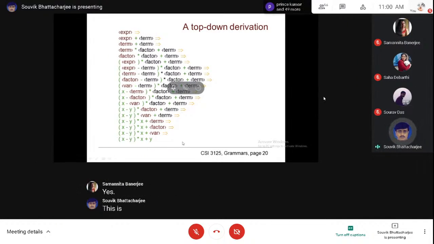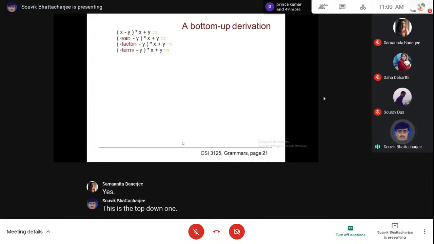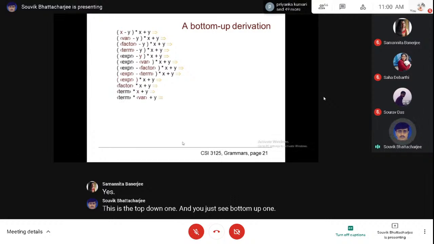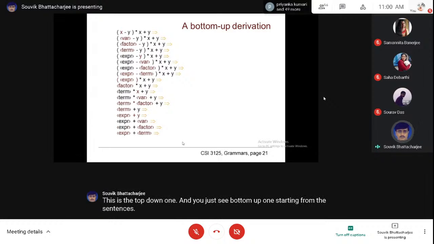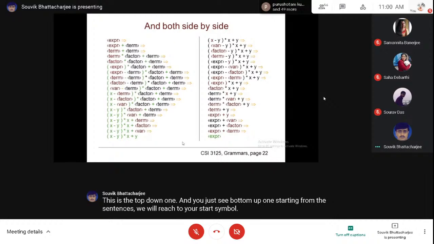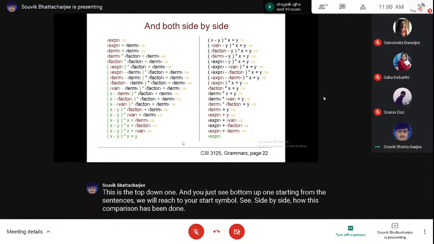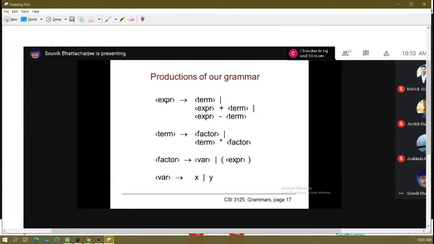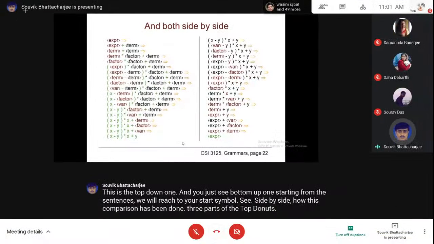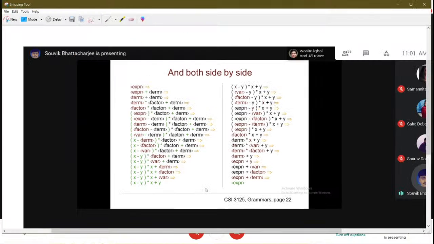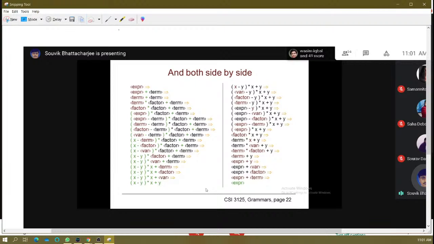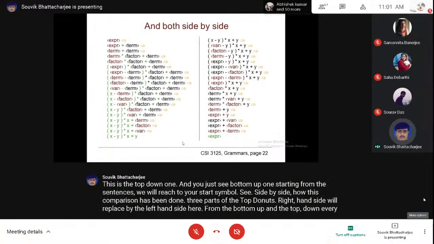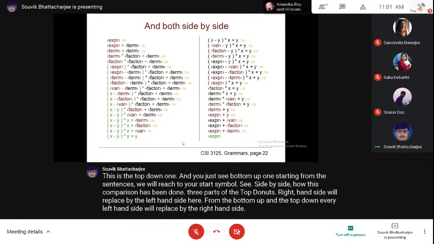This is the top-down one. And you just see the bottom-up one. Starting from the sentences, we will reach your start symbol. Let's see side by side how this comparison has been done. Just reverse of the top-down approach. In bottom-up, the right hand side will be replaced by the left hand side, and in top-down, every left hand side will be replaced by the right hand side of the production rules.